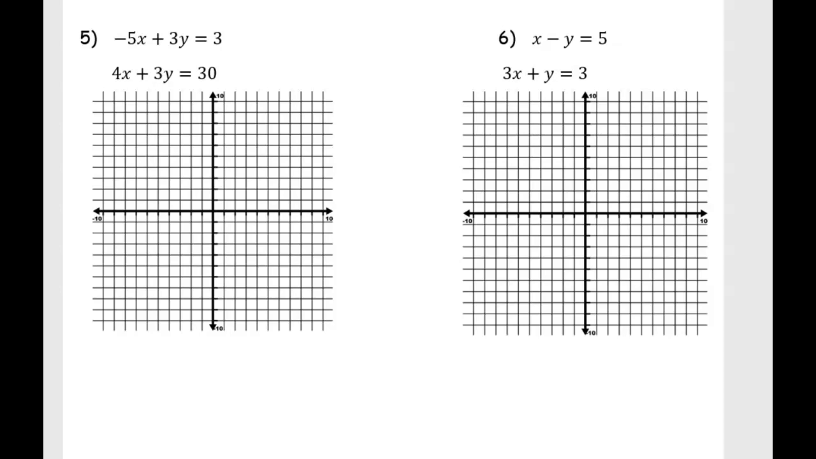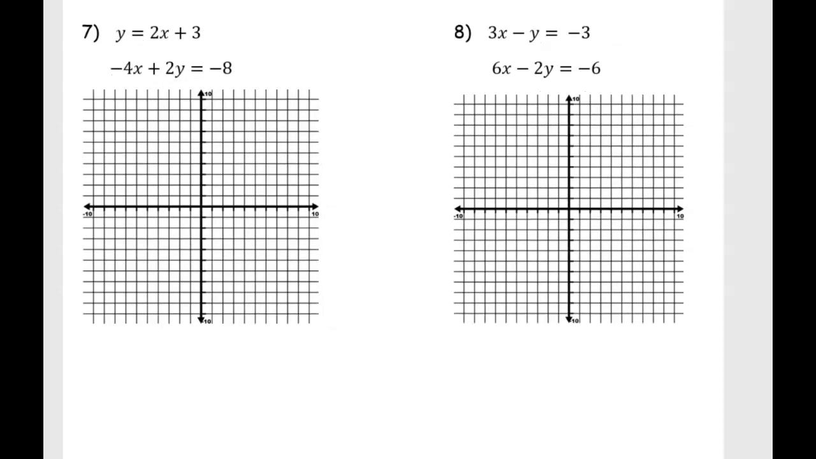Now we jump to number 7. So when we graph number 7, we'll start with our slope is 2 and our y-intercept is 3. So I'm going to graph this. My slope is 2 over 1, up 2, over 1, or down 2 to the left 1. So I have my first line.